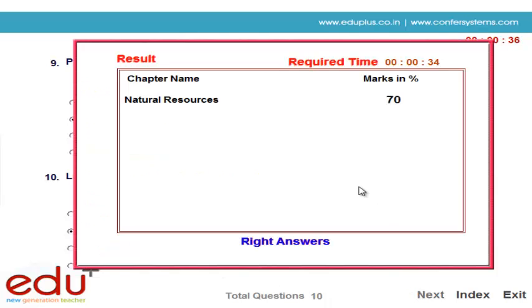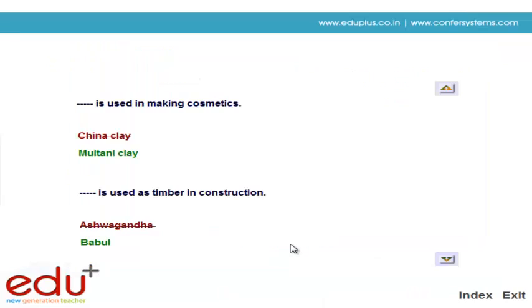After finishing the test, the result is shown. The result includes required time and marks obtained. Friends, if you want to see the correct answers, then click on the right answer. Here, the correct answer is displayed in green color and the wrong answer is displayed in maroon color. Here, our test is finished. Right now, we exit this test.